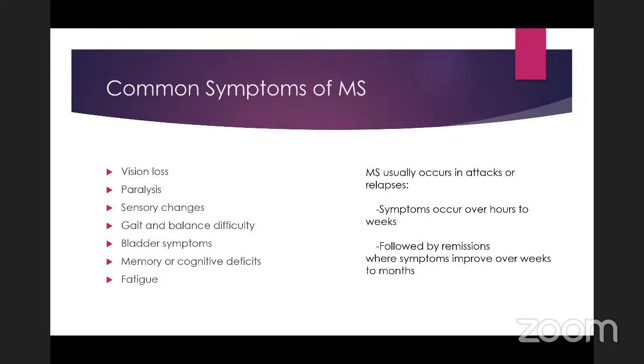Typically in MS, and we'll talk about the different types of MS, but the most common MS occurs in attacks or relapses, meaning that the symptoms come on fairly slowly, what we would call a subacute presentation, meaning that over hours to days, the symptoms progress and get worse. So for instance, a lot of patients will have numbness in the feet that slowly creeps up to their waist, and then it'll stop for a little bit. And then over time, you have remissions where, again, that myelin's being repaired, and then those symptoms improve or resolve sometimes too.